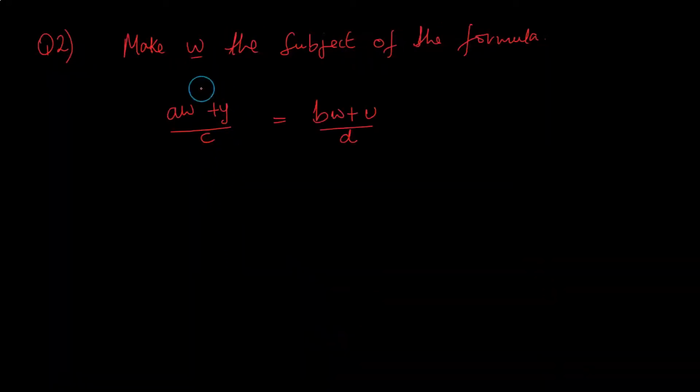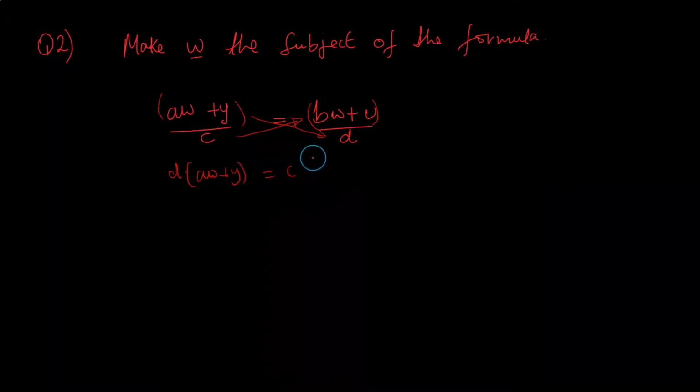Question 2. Make w the subject of the formula. Given (aw plus y) over c equals (bw plus u) over d. Again, everything that has w needs to be on one side, but we have these denominators, so before we can do anything, we need to remove the denominators. You can cross multiply, so I can multiply c with all this, and I can multiply d with all this. So let's do that. So I have now d(aw plus y) equals c(bw plus u).